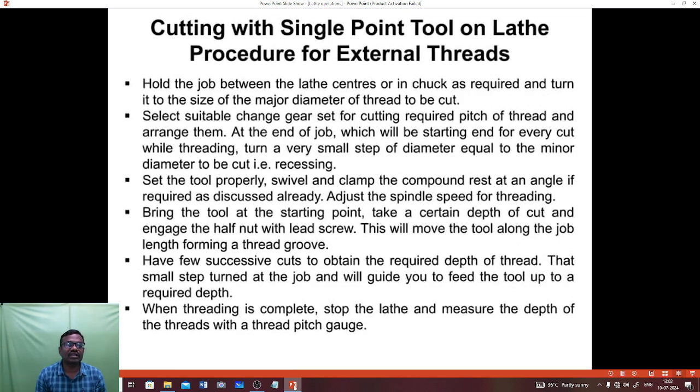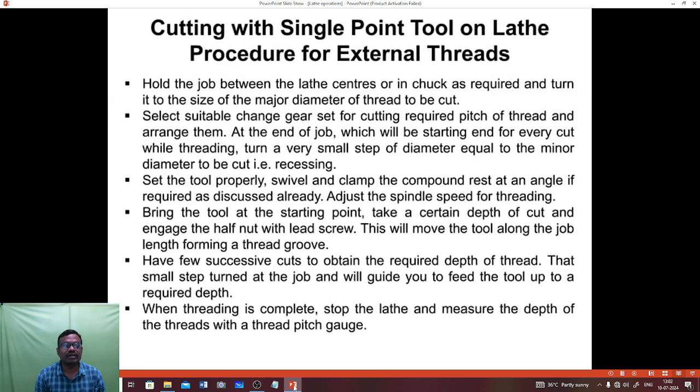Then procedure for external threads. Hold the job between the lathe centers or chuck as required and turn it to the size of the major diameter of thread to be cut. Select suitable change gear set for cutting required pitch of thread and arrange them. At the end of job, which will be starting end for every cut while threading, turn a very small step of diameter equal to the minor diameter to be cut.